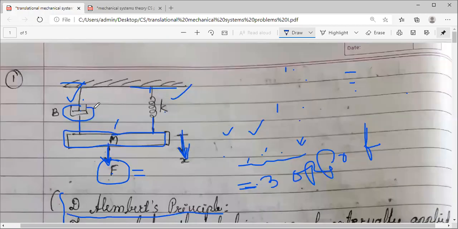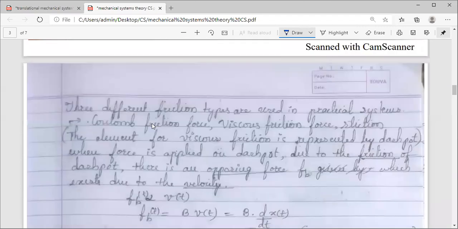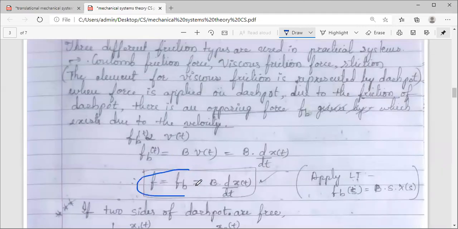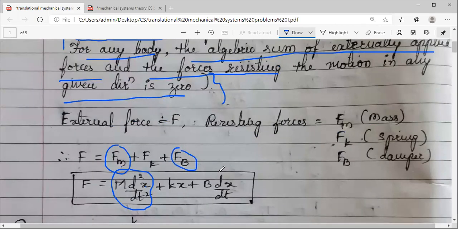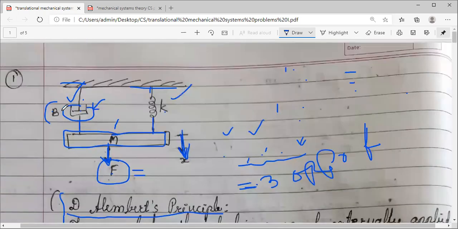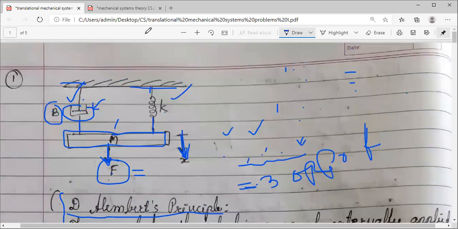Then coming to one more element, the damper. How can you write the force equation for a damper or dashpot? Force FB is equal to B into d by dt of x of t, where B is your friction coefficient and x is the displacement. And the third one is a spring. For a spring, let's see.